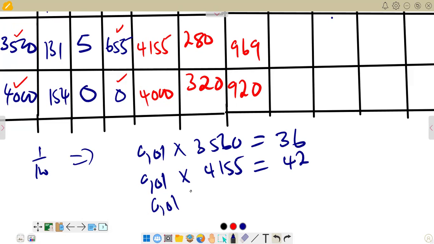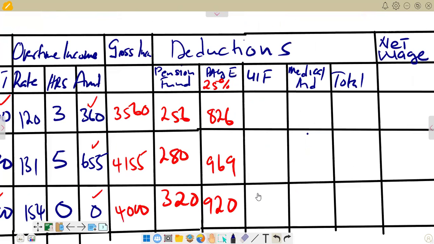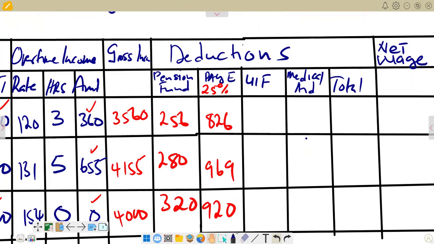And the third one, 0.01 times 4,000. And the answer that you are supposed to get there is 40, obviously a whole number again. So these are the figures that we're going to put for UIF. So we can just go there and put under UIF. We are saying the first one is 36. The second one we have 42. And the third one we have 40. So this is what we have.